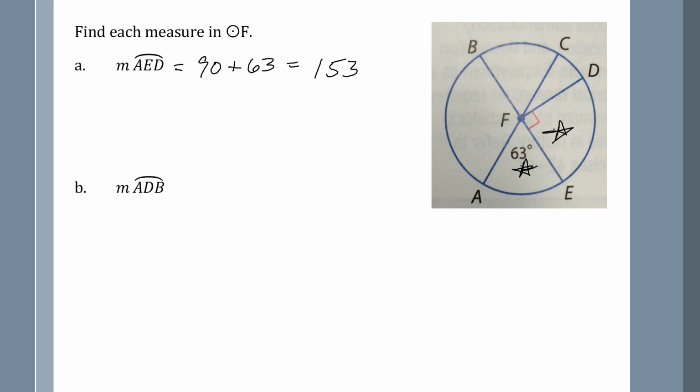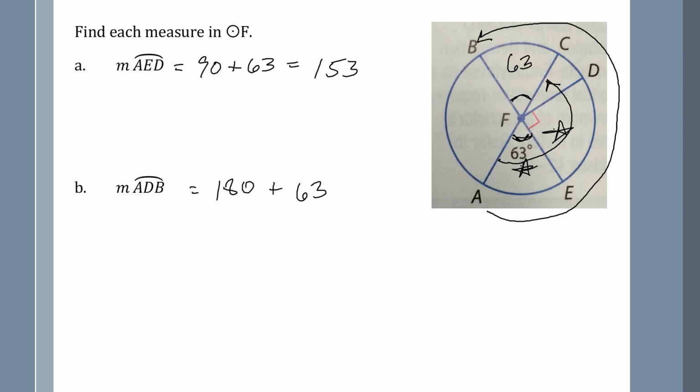Now, arc ADB. So I'm coming all the way around here, ADB. Well, if you remember, this has been a while, this angle here is going to be congruent to this one here. So I know that this one is 63. I can also look at this arc right here. This one I know is pretty easy, and that's 180. So I can say 180 plus 63, and that is 243.